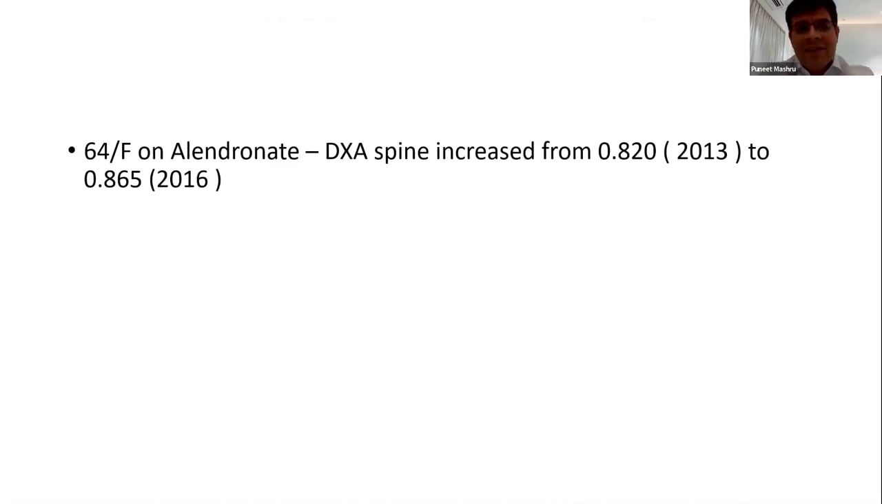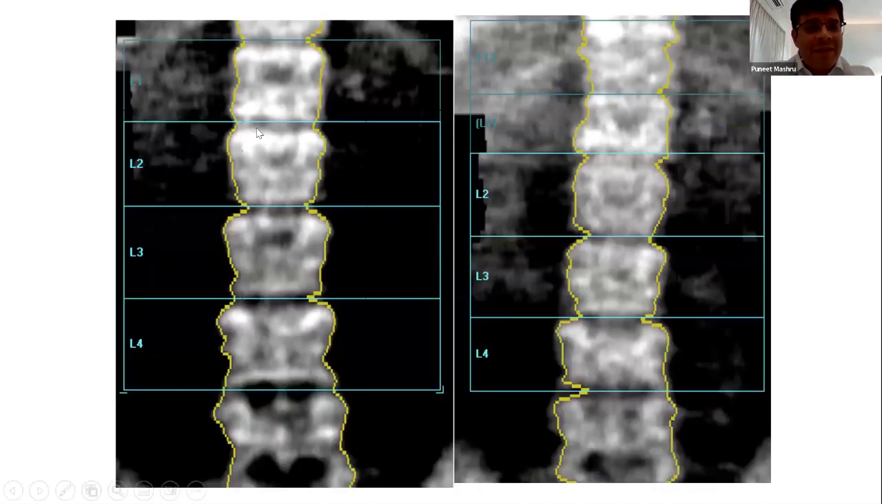Let's take another example. A 64-year-old female, there is an increase in BMD from 0.820 to 0.865, and the patient is on alendronate, so the patient should be very happy. But are we really happy? You can see that in the one on the right, the L1 vertebra height looks decreased and the patient has had a vertebral fracture. So a vertebral fracture can falsely elevate the BMD. So actually, this is a treatment failure, and the treatment line has to be changed.